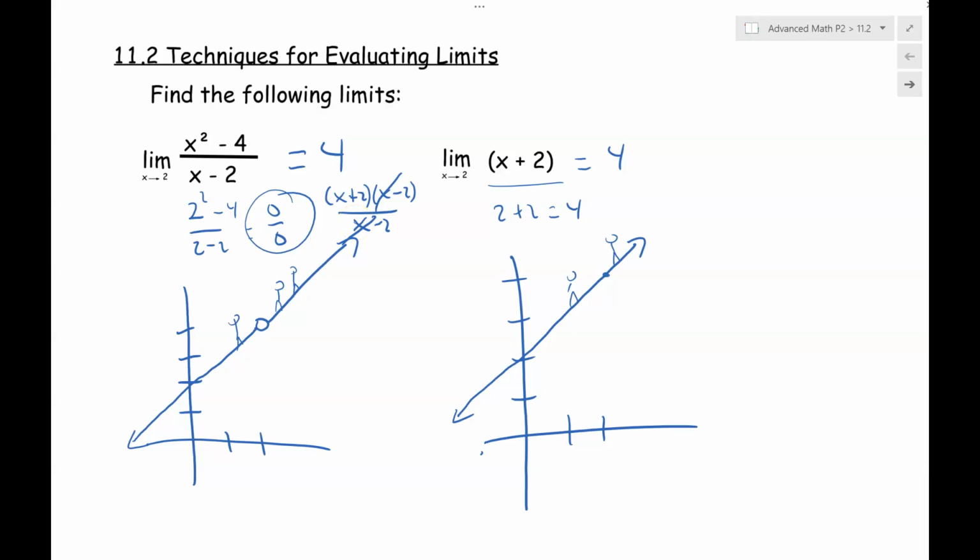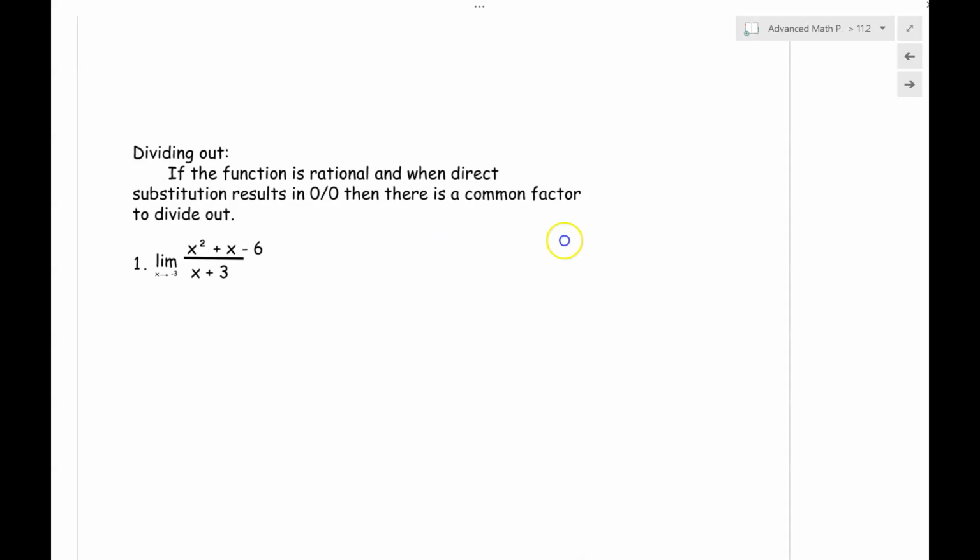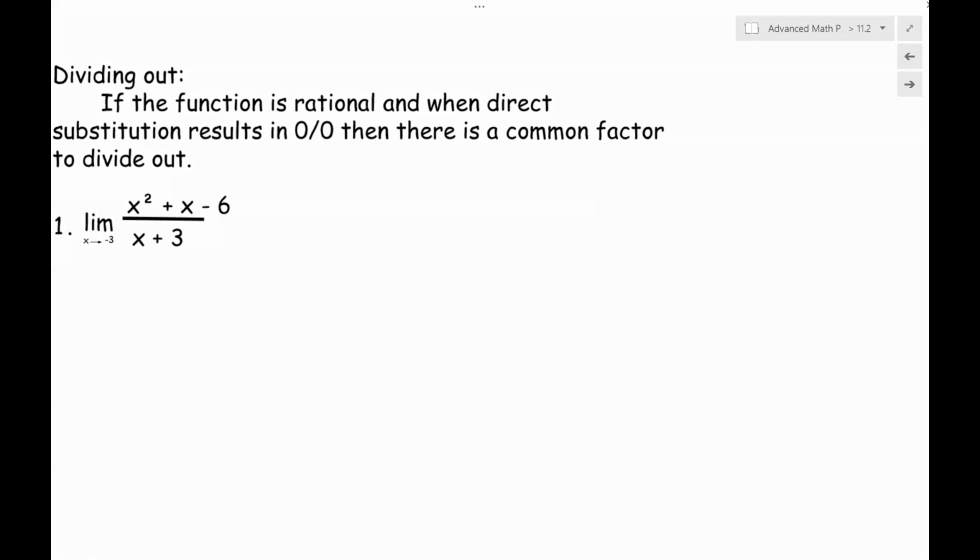Okay? So the technique is called the dividing out technique. If a function is rational, this only works for rational right now, and when direct substitution results in 0 over 0, then there's a common factor to divide out. Okay? So you still want to do direct substitution first and see that you get 0 over 0. You want to do that kind of in your head because, what if this was as x approaches 1? I can plug in 1, I'm going to get an answer because I get 4 on the bottom and I'll get some number. Okay? It's just because I get 0 over 0.